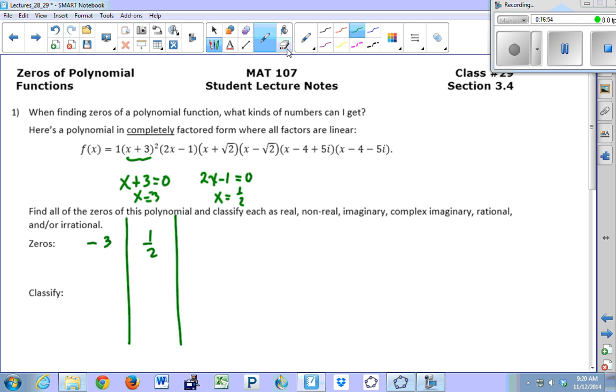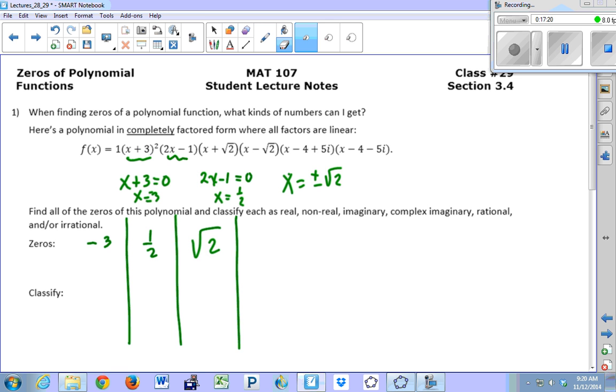Okay. Now let me wipe. Okay, and then so we've taken care of the first two. Next one. Negative square root of 2. We've got x plus the square root of 2 equals 0. And guess what? We've got its partner right here, its conjugate partner right here. So that tells you you're going to have a plus square root of 2 and a negative square root of 2. So we've got positive square root of 2 and a negative square root of 2. Okay, because we're looking at those two right there.